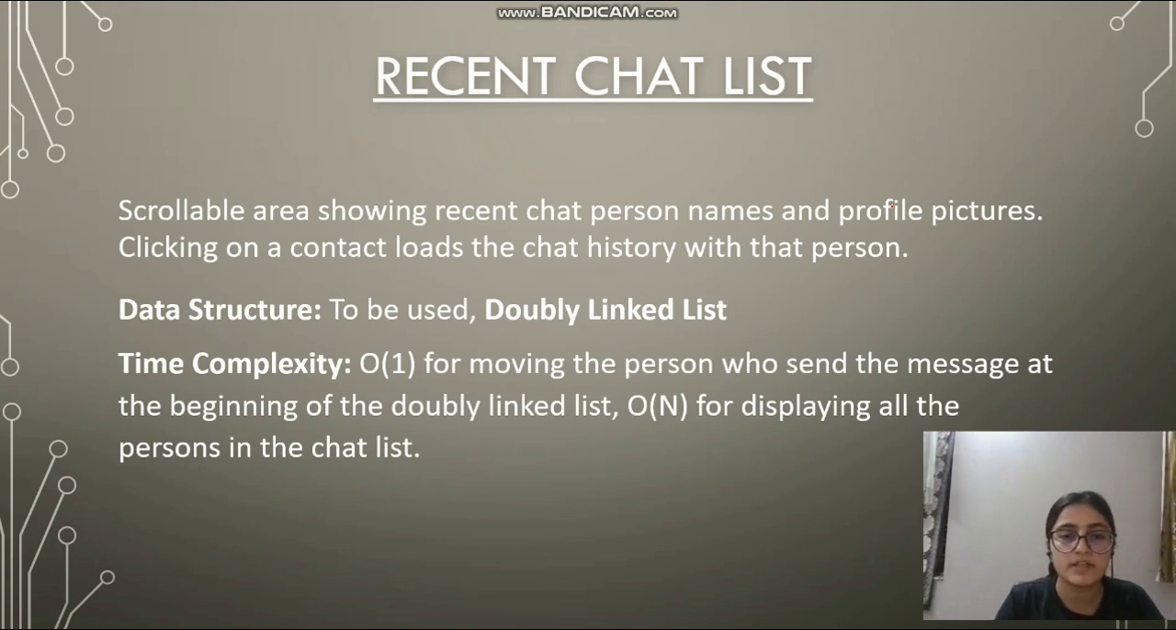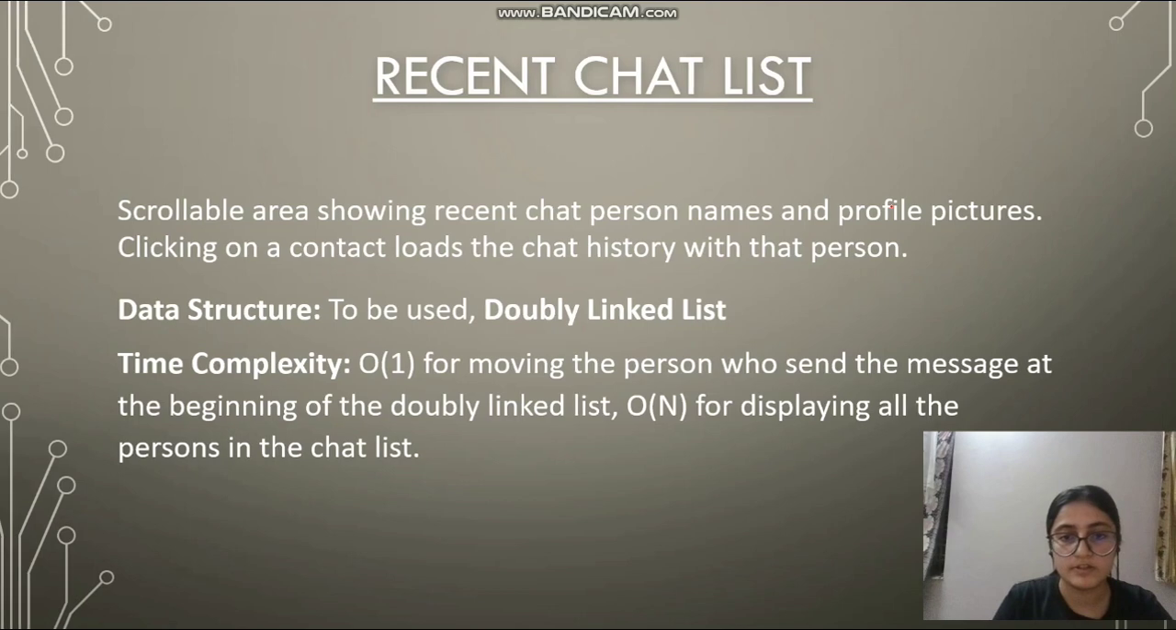The time complexity is big O of n for displaying all the persons in the chat list and big O of 1 for moving the person who sent the message to the beginning of the doubly linked list. We didn't use an array here because we don't want a fixed size, because we don't know how much chat history or how many contacts there are in our application.